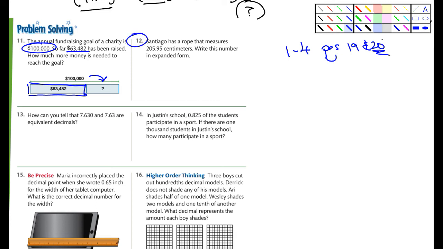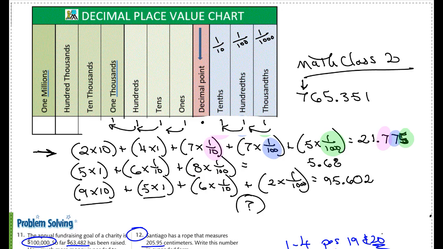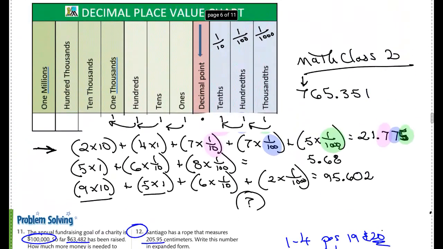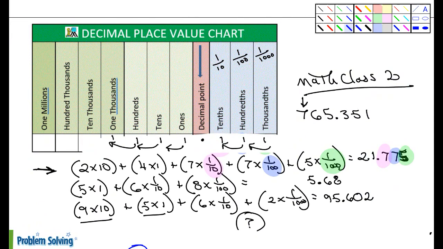Let's look at number 12 here. 12 says Santiago has a rope that measures 205.95 centimeters. Write this number in expanded form. Well, okay, so first off, you need to know the different places. And we had a place value chart. There it is right there. And I can go back and look at the number. What was the number? 205.95. Okay, I'm just going to put that right over here. If you can't write it in expanded form, find a place value chart and you can place the numbers where they go. Well, what place is this?